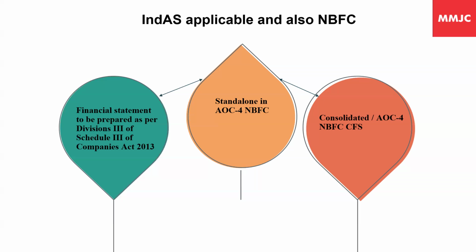Whereas section 92, subsection 4, which prescribes the due date for filing of annual returns, uses the words 60 days from the date of AGM. Therefore, in this case, the event date, that is the date of AGM, is not included while calculating the 60 days timeline.